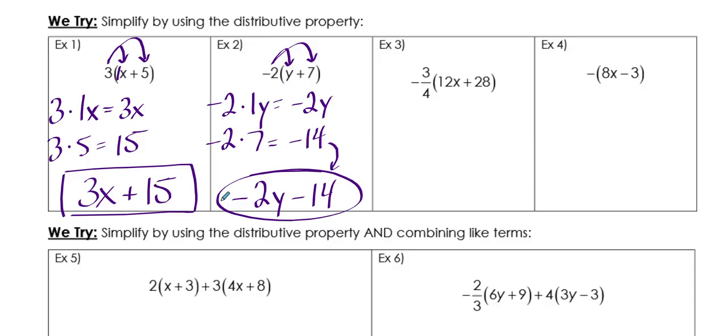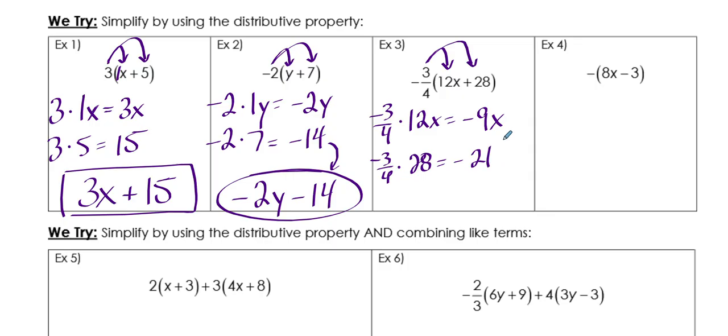The next one looks more complicated, but it's really not. We're still doing the exact same thing. You can multiply negative 3/4 times each of those. Negative 3/4 times 12x and negative 3/4 times 28. So we're going to multiply. Negative 3/4 times 12 is negative 9x. Negative 3/4 times 28 is negative 21.